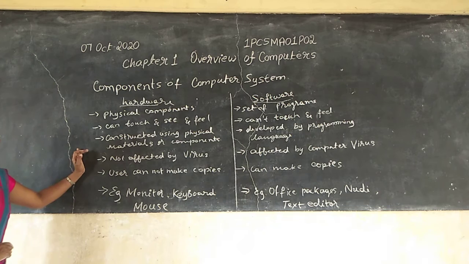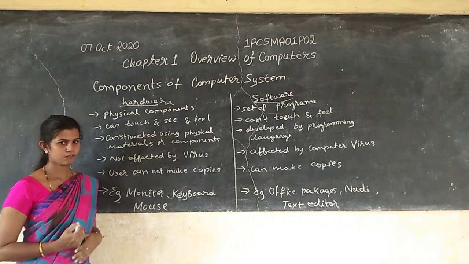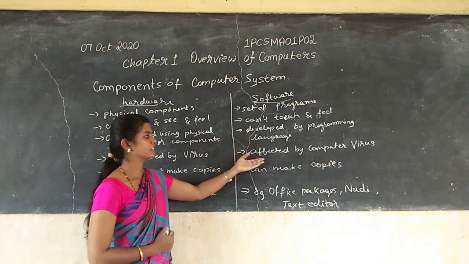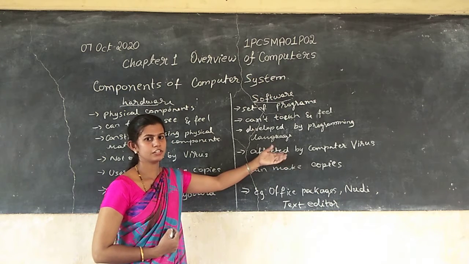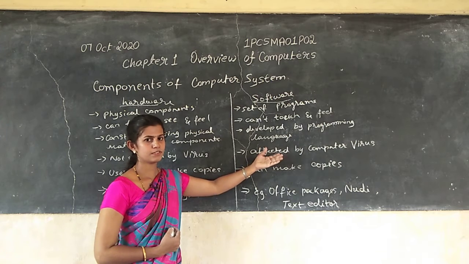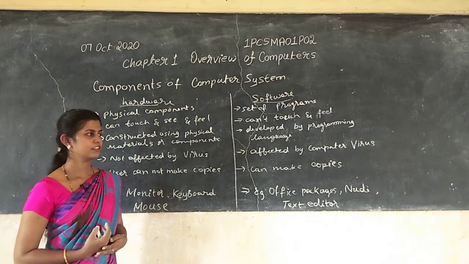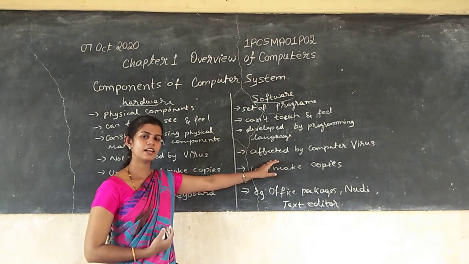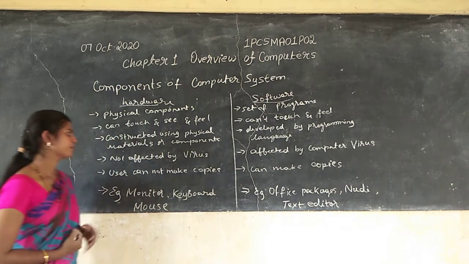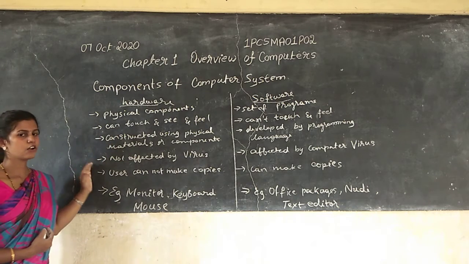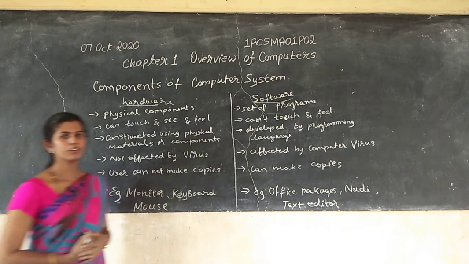Hardware is not affected by computer viruses, and software is always affected by computer viruses. Once you get a virus in your computer, your application will not run properly and will give some errors. For that, in our computer or laptop we install antivirus. So, hardware is not affected by viruses, and software is always affected by computer viruses.